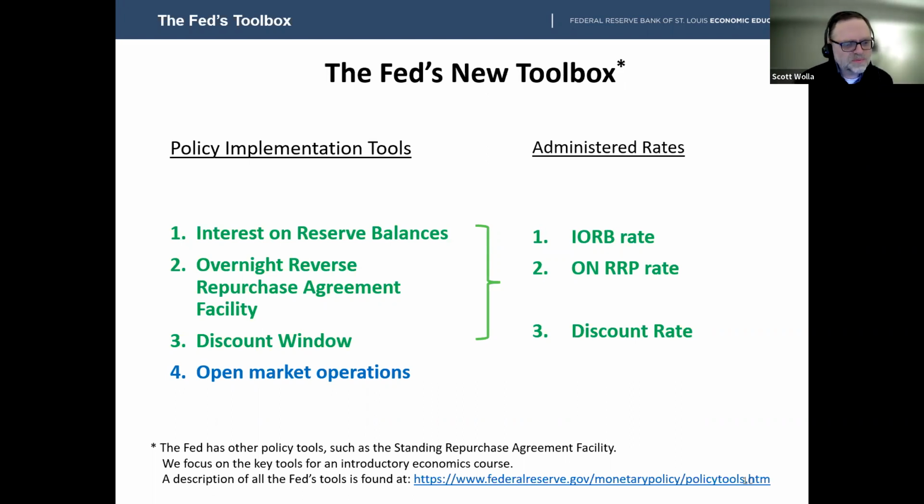Now, you'll notice that open market operations is listed here as number 4. I've even color-coded it a little bit differently because it's really a different kind of tool. We'll get to this later in the presentation, but open market operations are really there just to make sure that the reserves remain ample, right? To make sure that the conditions are right for using the active tools or the administered rates.